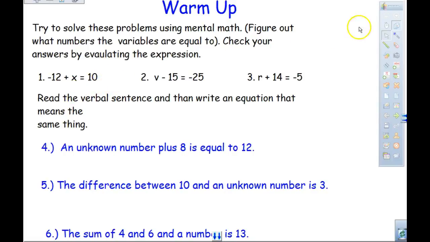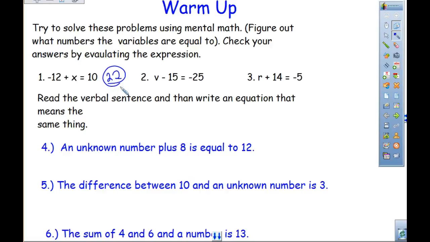Might work in here? What number might work if I'm looking at that? Negative 12 plus what is going to give us 10, Kylie? 22. Okay. If you didn't get 22, don't worry about it. Don't stress out. We're going to be working with these some.